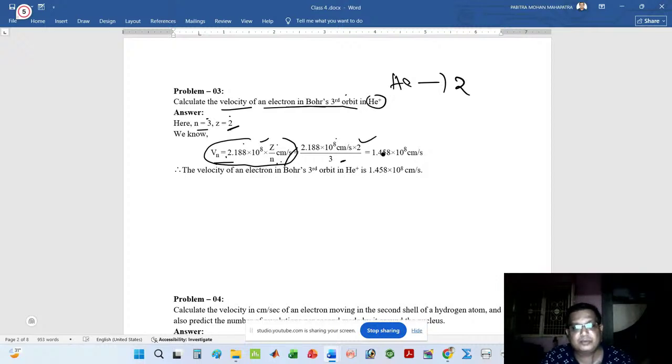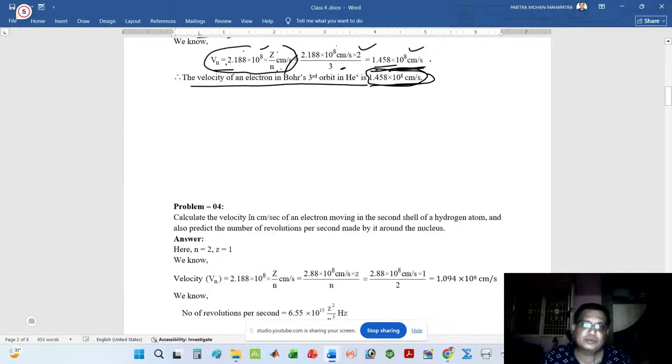Now if you solve, you will find 1.458 into 10 to the 8 cm per second. This is the answer. So the velocity of an electron in Bohr's third orbit in He+ is 1.458 into 10 to the 8 cm per second. This is the answer.